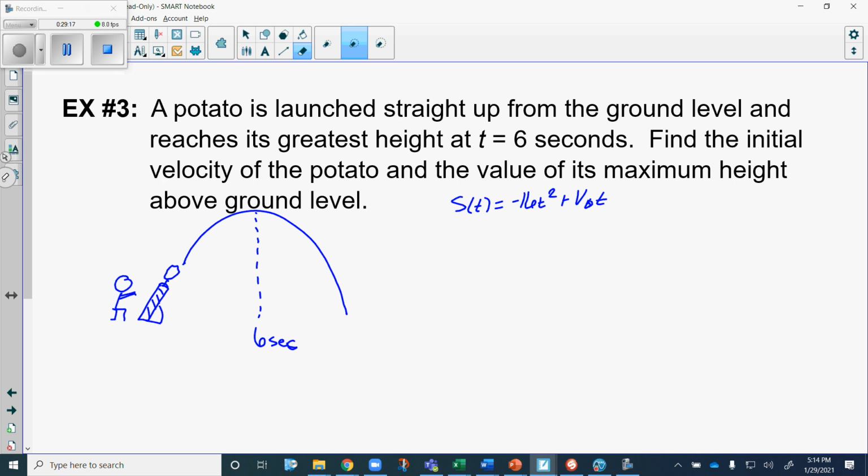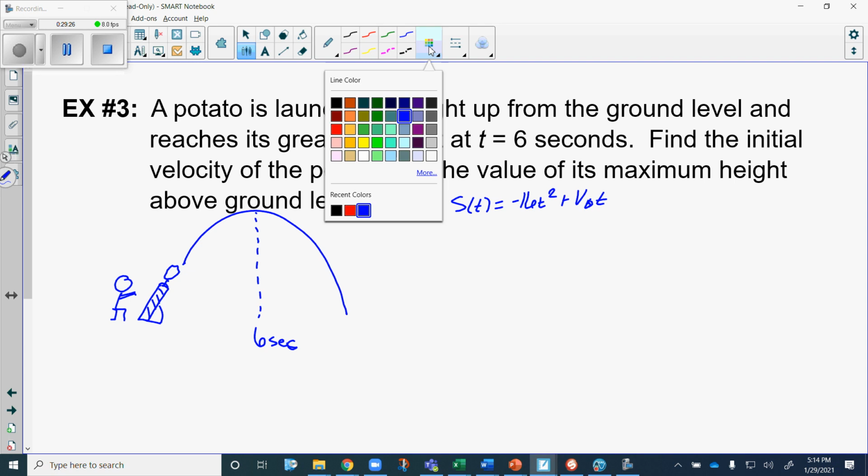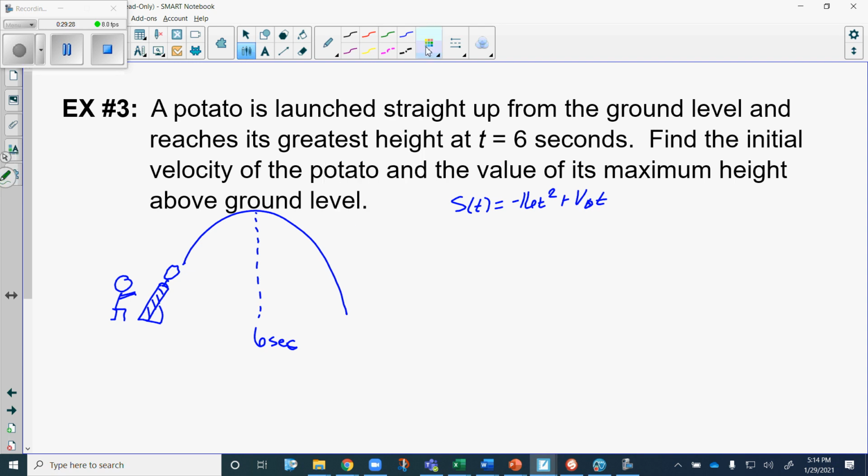So here, let's take the derivative of this and let's find the velocity. Since I understand the relationship between position and velocity, we can write the velocity function, and maybe from the velocity function we can get the initial velocity. So v of t in this case will be negative 32t plus the initial velocity, when I take the derivative of v naught times t.